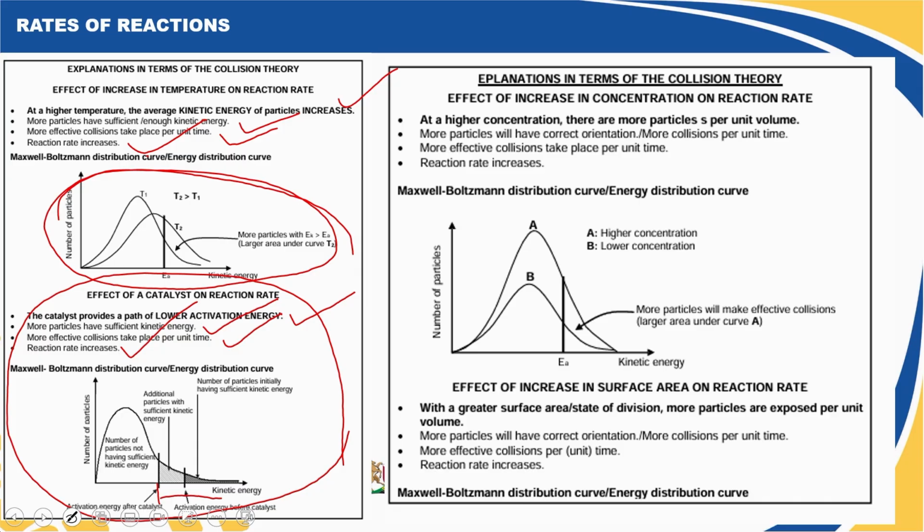Now, the last factor that we look at in terms of collision theory is concentration. When concentration is increased, there are going to be more particles per unit volume. If there are more particles per unit volume, there are going to be more particles that will have correct orientation, or there are going to be more collisions per unit time. If there are more collisions per unit time, it means there are more effective collisions taking place per unit time, and the rate of reaction is also increasing. Now, you need to know that these three can be explained using the Maxwell-Boltzmann distribution curve.